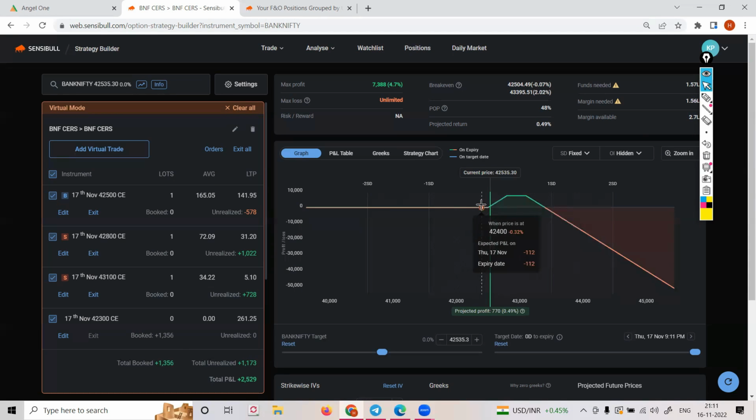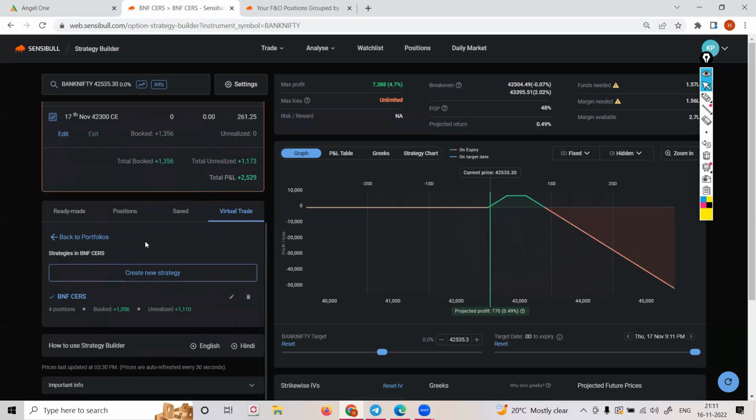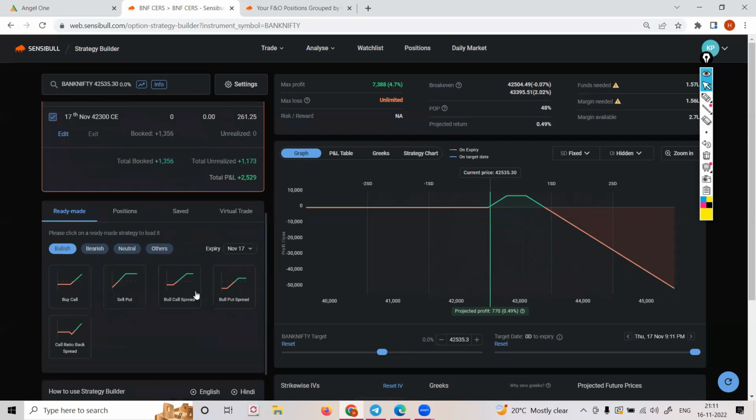112 rupees, which is almost like zero loss for you. But even tomorrow, if the market comes down, we can manage this loss, we can make it to profit. But what adjustments can we do overnight? So what I'll show is, go to Sensible. You have to go to ready-made trades.